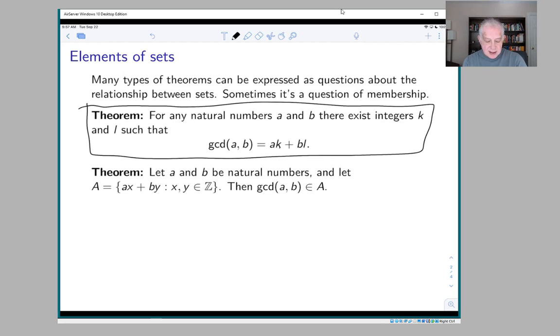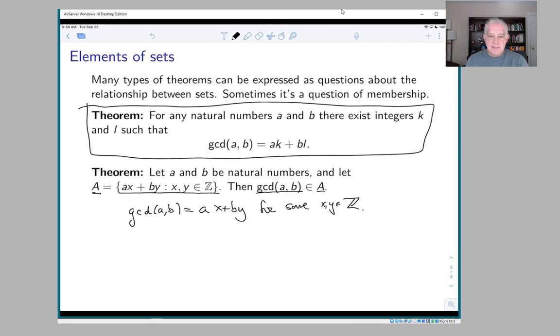So let's do it this way. Same theorem. Let a and b be natural numbers, and define the set big A to be the collection of numbers that are of the form ax plus by, where x and y are integers. Then the greatest common divisor of a and b belongs to the set A. So this is using set builder notation to express the same idea, because to say that the greatest common divisor of a and b belongs to the set A is to say that GCD of a and b is equal to ax plus by for some x, y in Z. And that's the same statement as in the theorem.